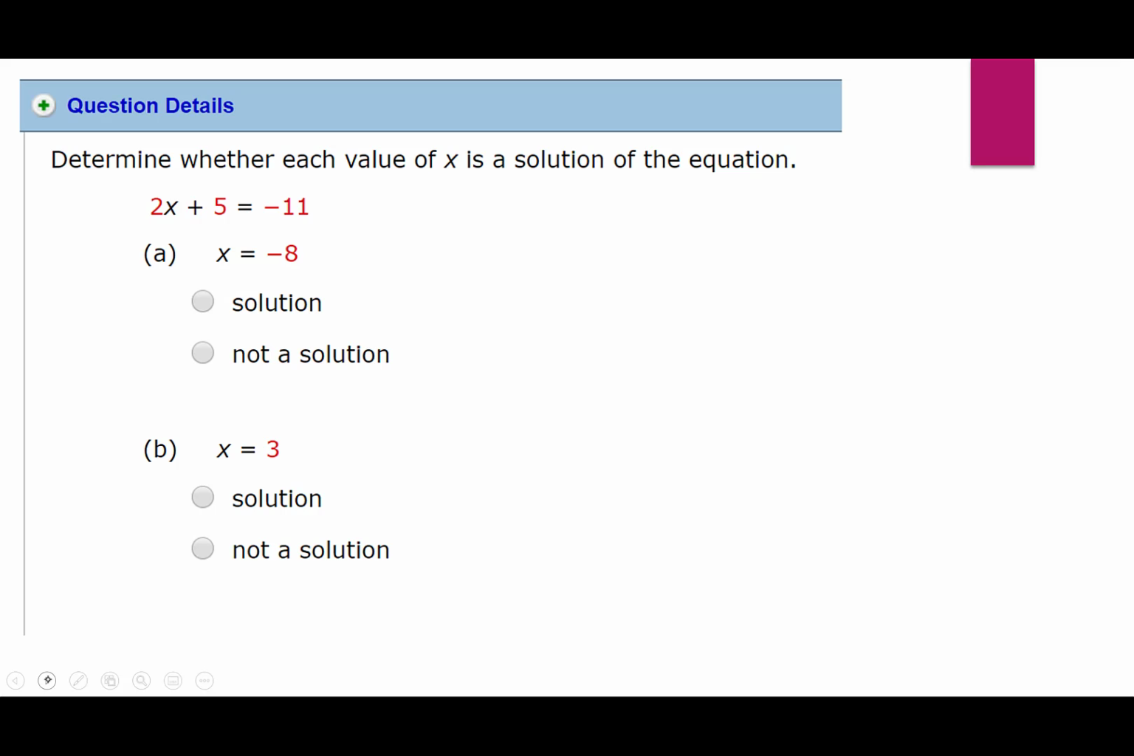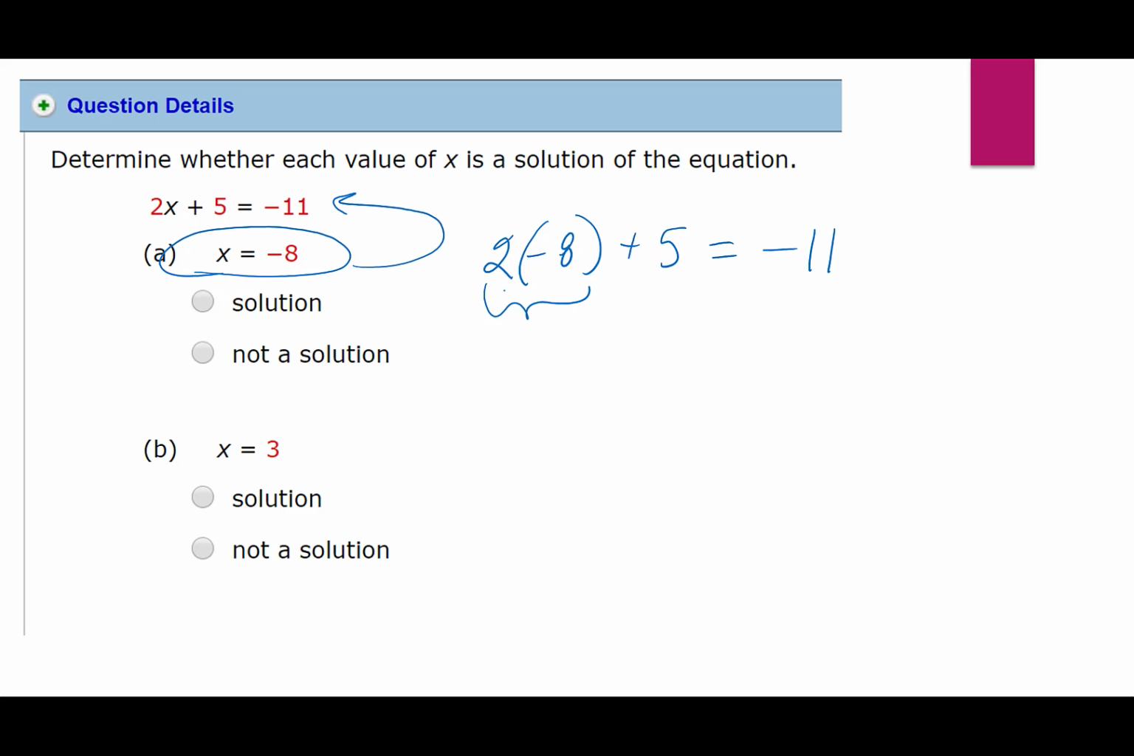Determine whether each value of x is a solution of the equation. So what we'll do each time is take the value, this first one given is x equals negative 8, and substitute it into this equation 2x plus 5 equals negative 11. If both sides are equal to each other, then we can select it is a solution. So 2 times negative 8 plus 5, we're going to see if that equals negative 11. Order of operations says to multiply first, so this is negative 16 plus 5 equals negative 11. And yes, negative 16 plus 5 does equal negative 11, and so you would mark solution.